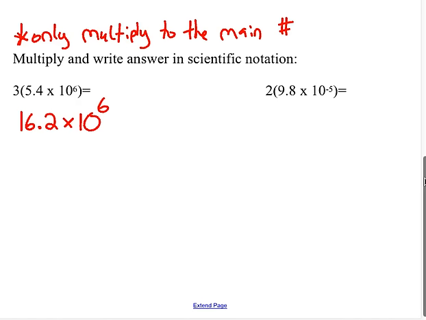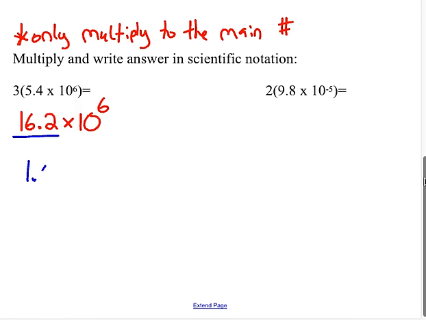It's only affecting the 5.4. It doesn't change the power of the 10 whatsoever. Only multiply to the main number. But now I have some adjusting to do, okay? And this is kind of why we did that first challenge problem on the last slide, because it leads directly into this. So here, if you notice, this is not between 1 and 10.